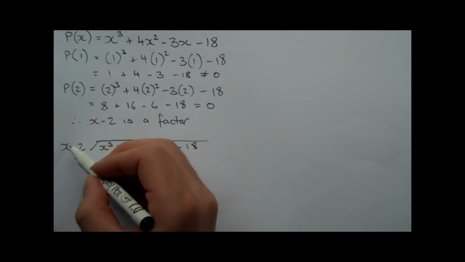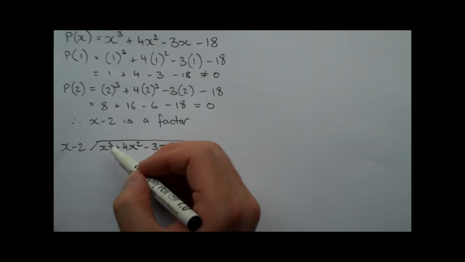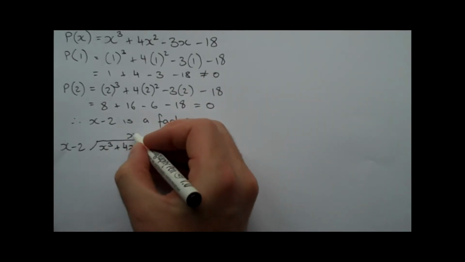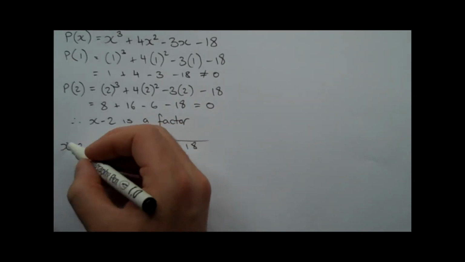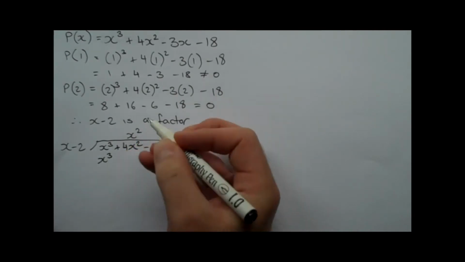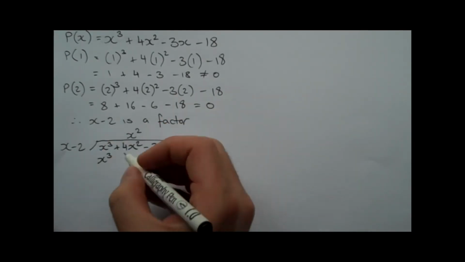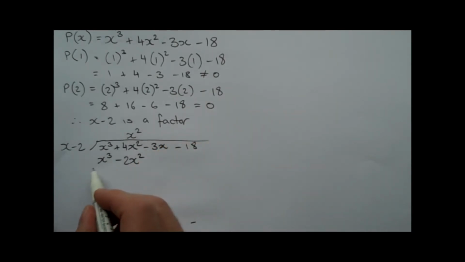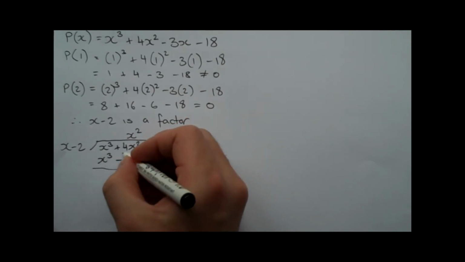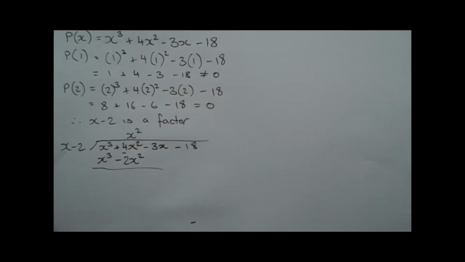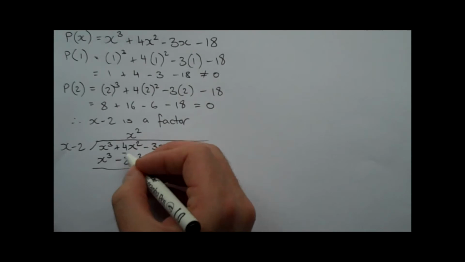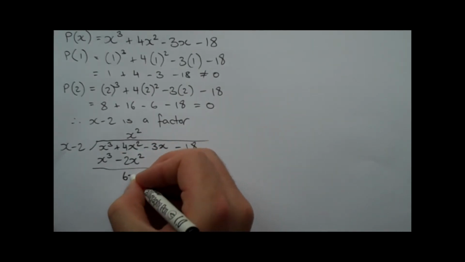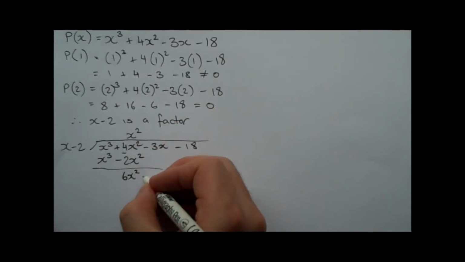We say, what do we have to multiply x by to get to x cubed? And the answer is x squared. Then we say x squared multiplied by x gives me x cubed. X squared multiplied by negative 2 gives me negative 2x squared. Draw a line and now perform a subtraction. So 4x squared, take negative 2x squared. Two negatives make a positive, so we get 6x squared, and we bring down the next term.